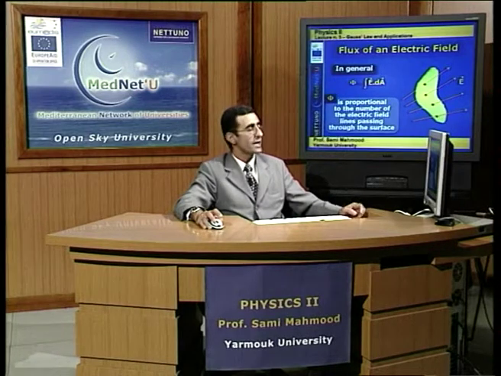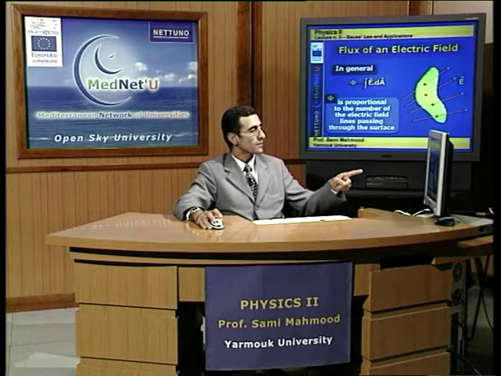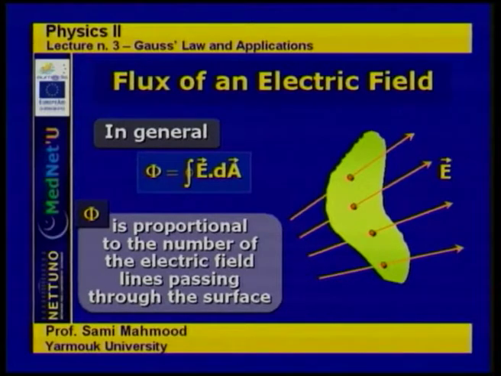So in that sense, we can notice that the flux through the surface area is proportional to the number of the electric field lines passing through that surface, since the electric field strength E itself is proportional to the number of the electric field lines across the surface.